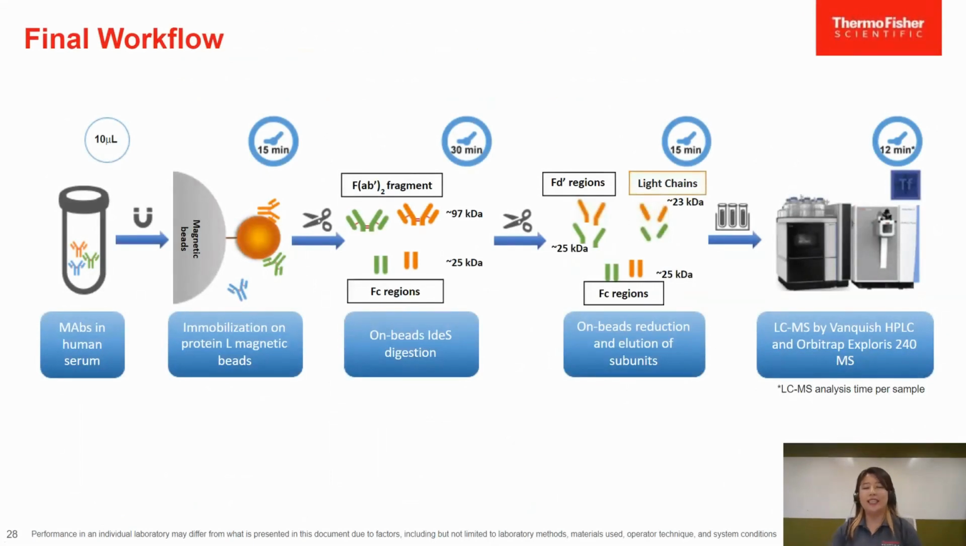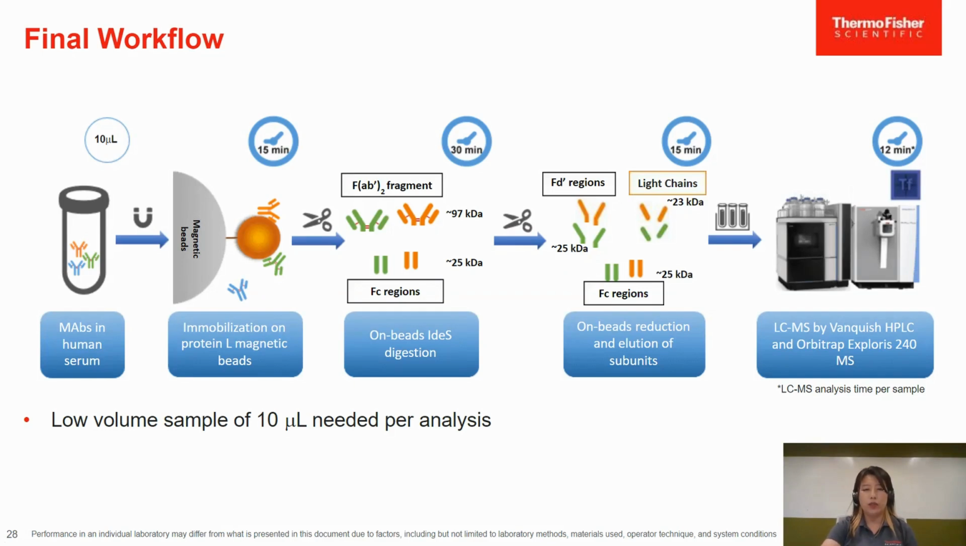So after this optimization process, here is the final workflow. Just 10 microliters of sample were taken and subjected to the protein L magnetic beads purification. And we also implement the on-bead sample treatment, so you don't have to transfer between different tubes or plates. You just have to apply the buffer and the enzyme reagents. So after the IdeS digestion and also the disulfide bond reduction to generate the 3 subunits, right, these eluates are subjected to the SCMS analysis.